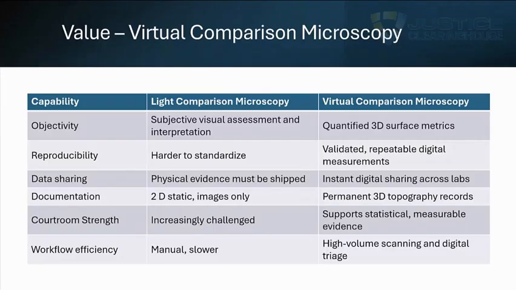And then finally, workflow efficiency. Light comparison microscopy is manual and it can be slower, especially when there's lots of data to compare. With virtual comparison microscopy, we have high volume scanning and digital triage. Virtual comparison microscopy can compare 20 cartridge cases in a few minutes, whereas for light comparison microscopy, it would take much more time to go through that process.